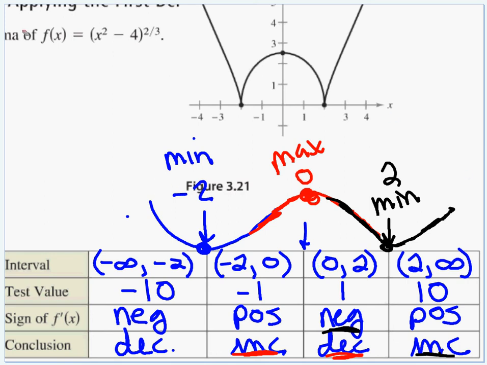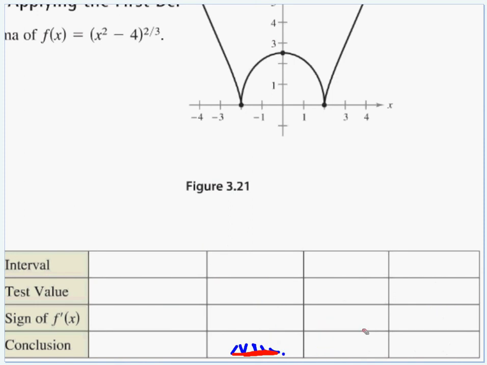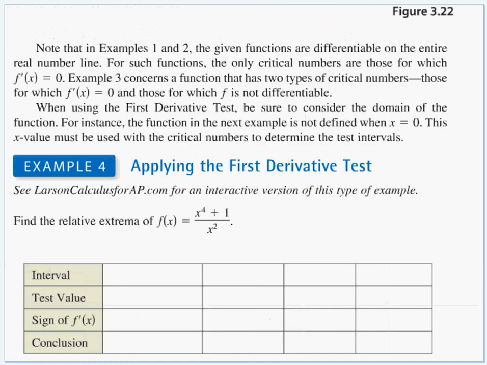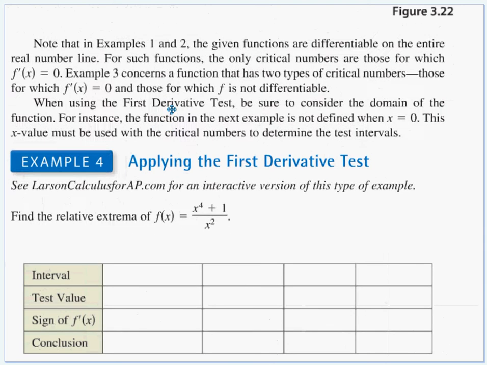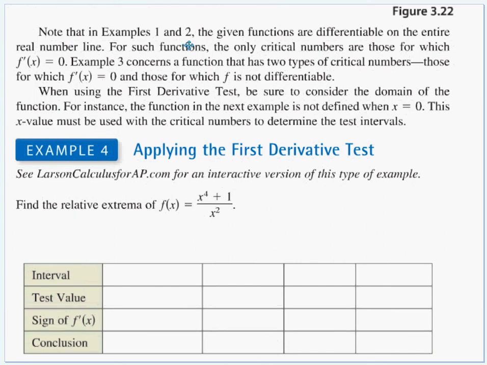Okay, on to the last example. This one has a nice little twist that might catch some of you on the test. Note that in those first two examples, the given functions are differentiable on the entire real number line. For such functions, the only critical numbers are those for which the derivative is 0. Example 3 contained a function with two types of critical numbers, those for which the derivative was 0 from the numerator, and those for which the derivative was non-differentiable from the denominator.